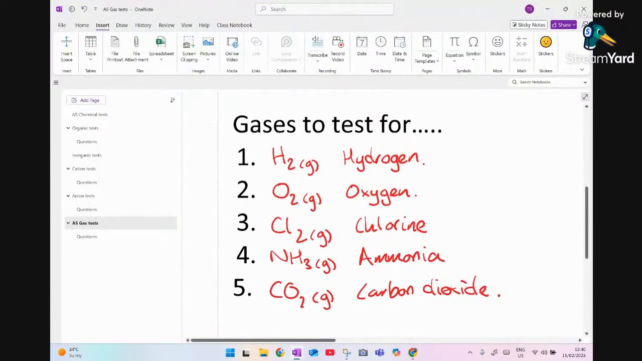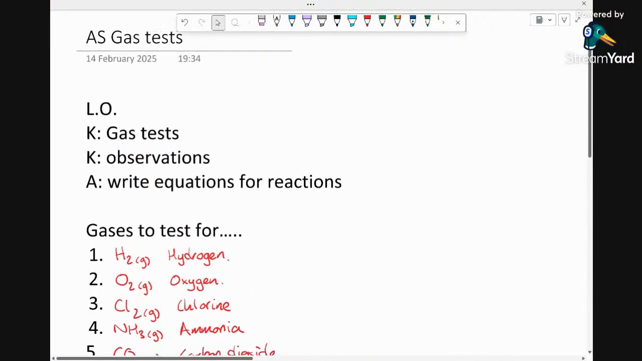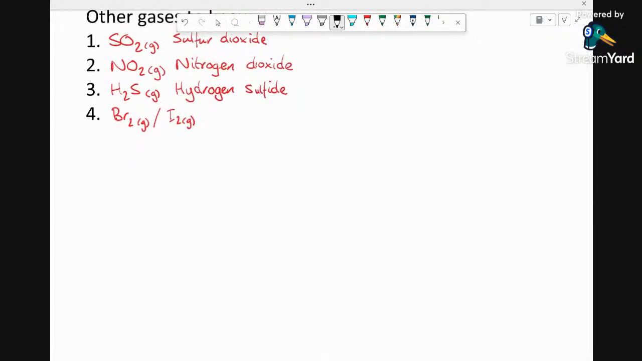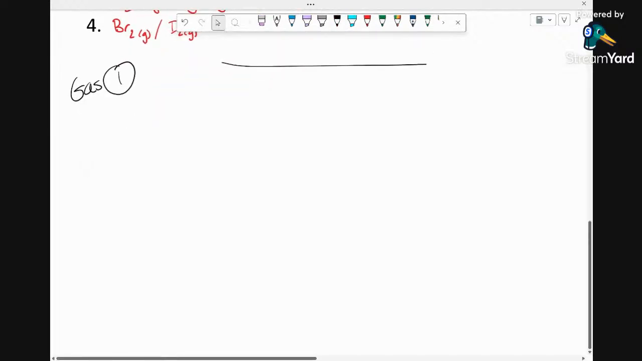Okay, so I'm going to go through these gases one at a time. I'll do the test for it, I'll do the observation, and then I'll write the equation for the reaction. Okay, so first one, I really don't need to do this one, folks. So gas number one, hydrogen, H2.